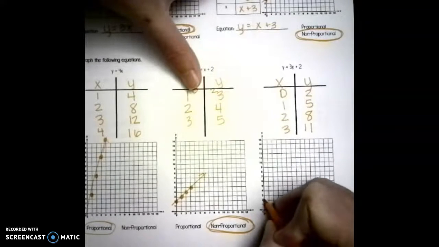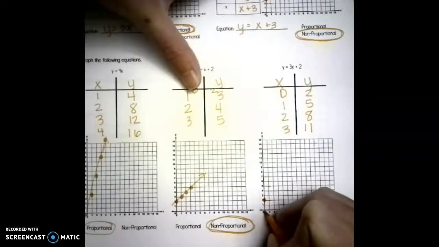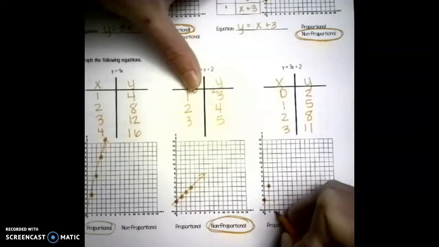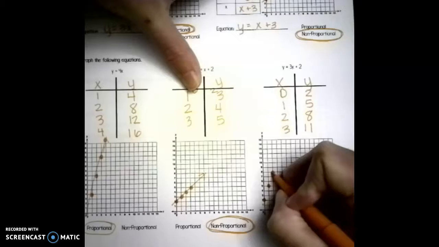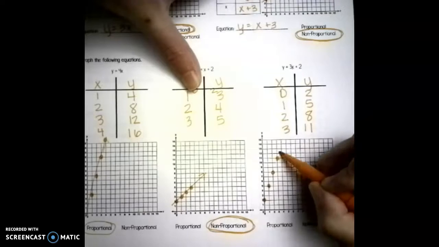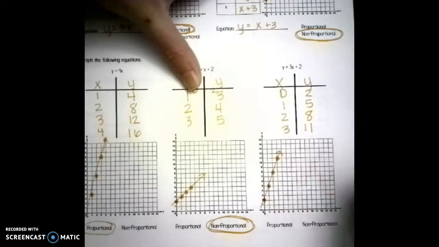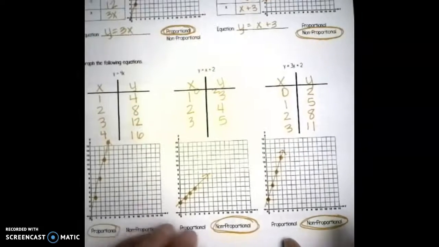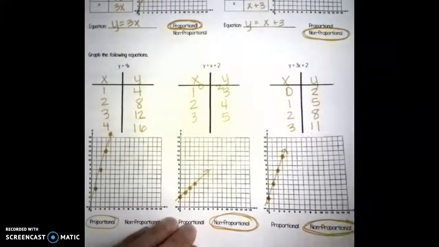Okay? So I'd go up 0, 2. So I can already tell you I'm not going to go through my 0, 0. I'm going to go up 1 to 5, 2 to 8, and 3 to 11. Okay? Obviously, this is going to be non-proportional. It does not go through my 0, 0. Okay? All right, next page.